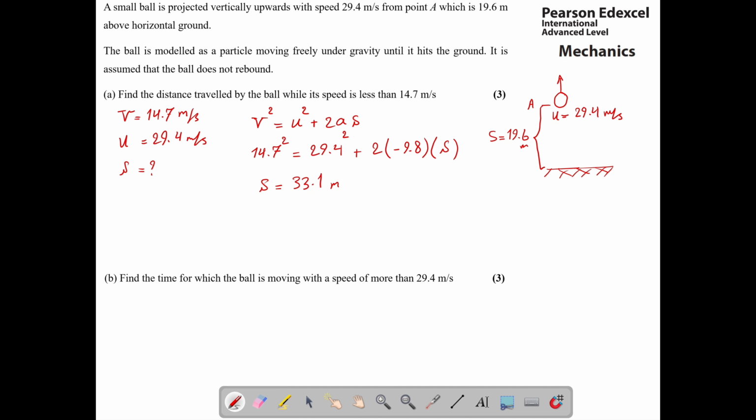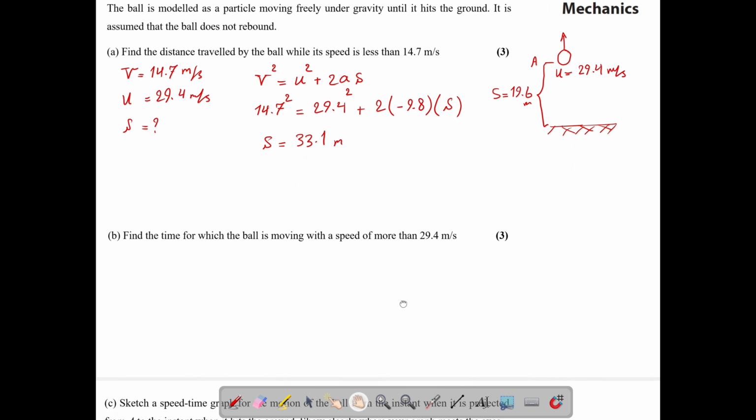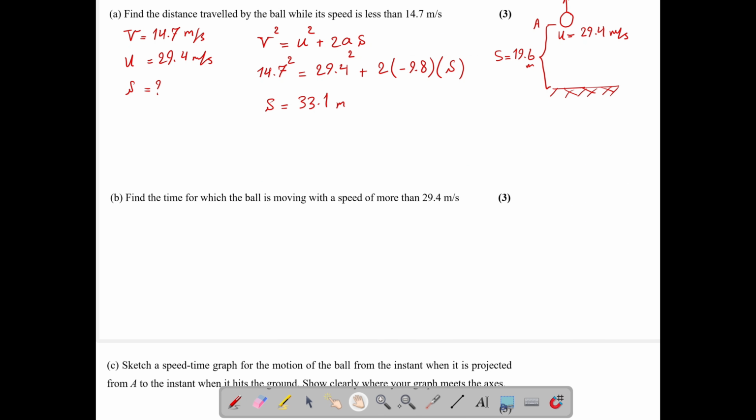Okay, so we can say that using the acceleration formula, we can find, okay, so we can write the acceleration formula, which is v minus u divided by t. Okay, so acceleration is minus 9.8 equals v, final velocity. It will be more than 29.4, minus initial velocity is 29.4.